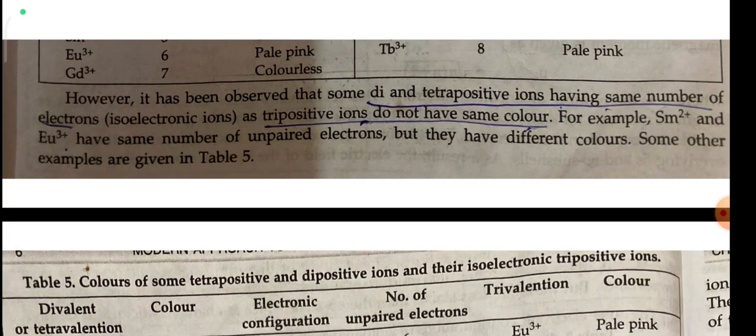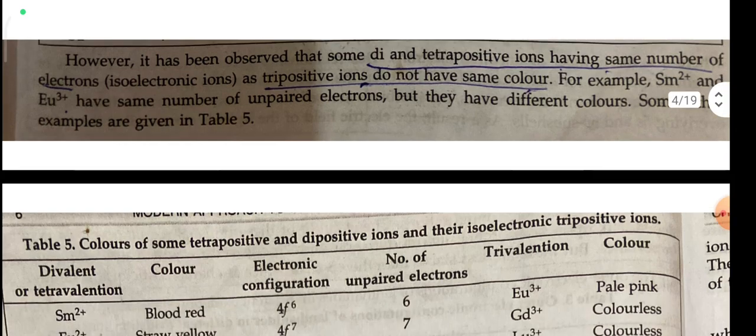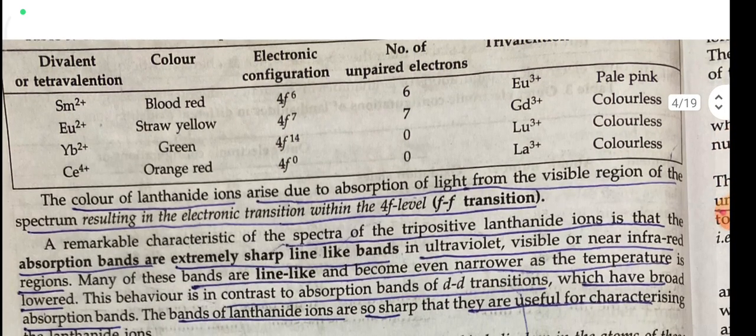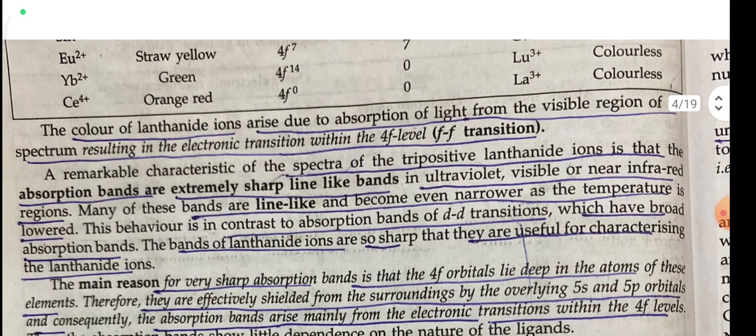However, it has been observed that some di- and tetrapositive ions having the same number of electrons as tripositive ions do not have the same color. For example, Sm2+ and Eu3+ have the same number of unpaired electrons, but they have different colors. Some other examples are given in the table here. The color of the lanthanide ions arises due to the absorption of light from the visible region of the spectrum, resulting in electronic transitions within the 4f level, the f-f transition.